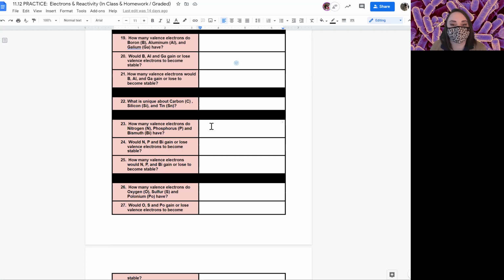Number 23, how many valence electrons do nitrogen, phosphorus, and bismuth have? 5, very good. Do they gain or lose? Gain, and how many would they gain?